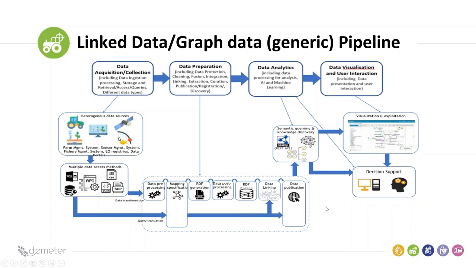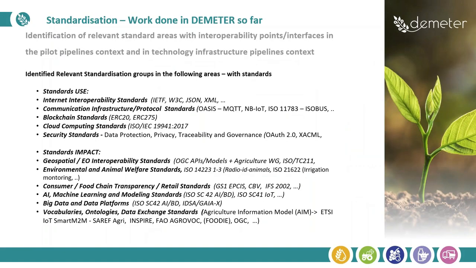The good thing is that it's not one of these for each application. There will not be thousands; there are a fewer set. A lot of applications follow combinations and elements of these generic pipelines, and this provides us with a suitable foundation to identify interoperability points and interfaces where standards are relevant. So what we have been looking at in Demeter so far is to identify relevant standard areas with their interoperability points and interfaces, both in pilot pipeline context, but also in the underlying technology infrastructure pipelines.